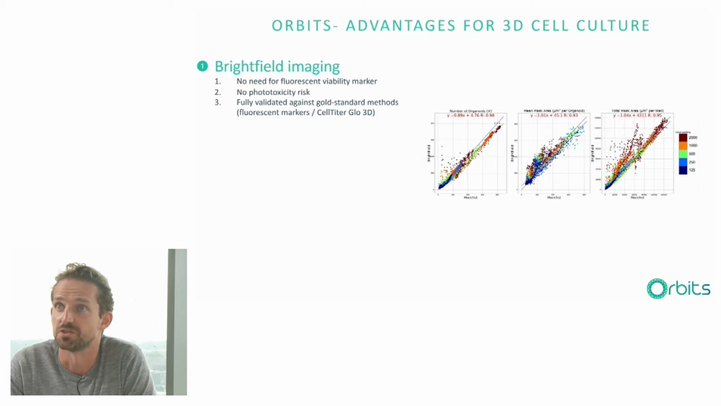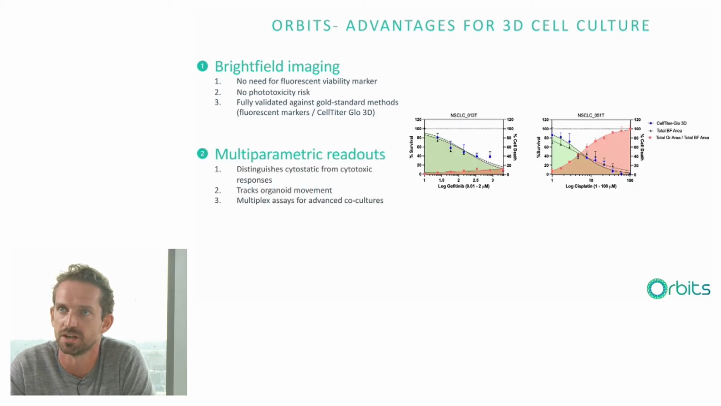As shown in the previous image, we do not use any labels, so organoid detection is purely based on bright field imaging, which has the benefit that no phototoxicity can be induced. We fully validate our assays against the gold standard methods like CellTiter-Glo and fluorescent viability markers, as shown in the graph here, where we show a very strong correlation between our bright field parameters and the gold standard fluorescent parameters. The second advantage is that we have multi-parametric readouts, so we can easily distinguish a cytostatic from a cytotoxic response.